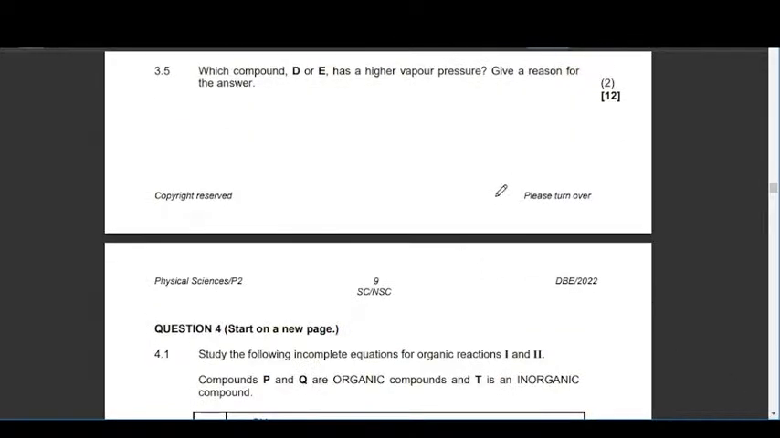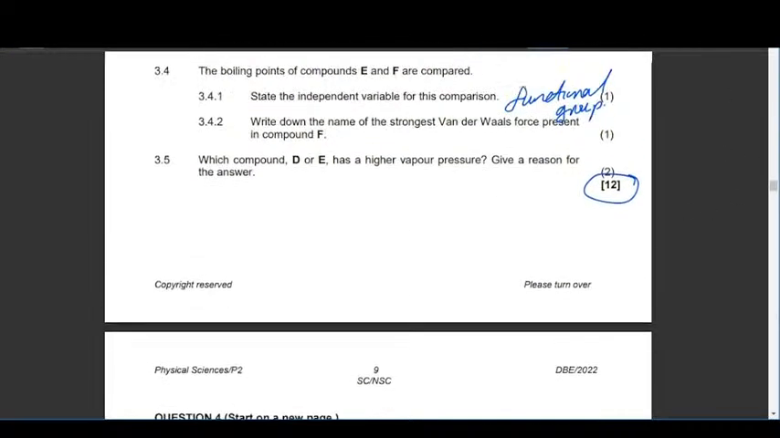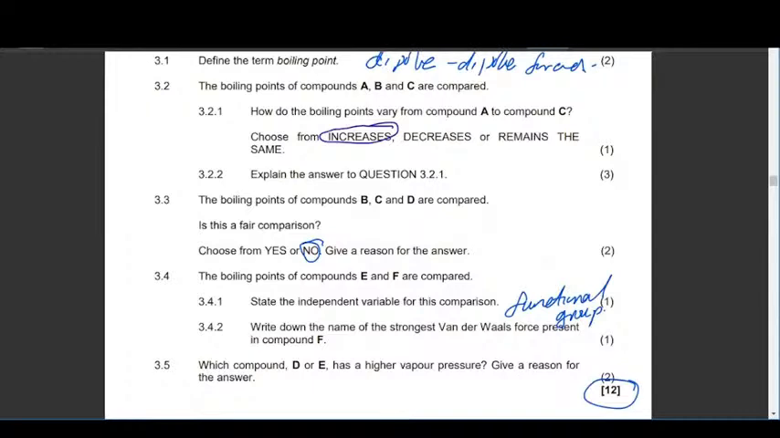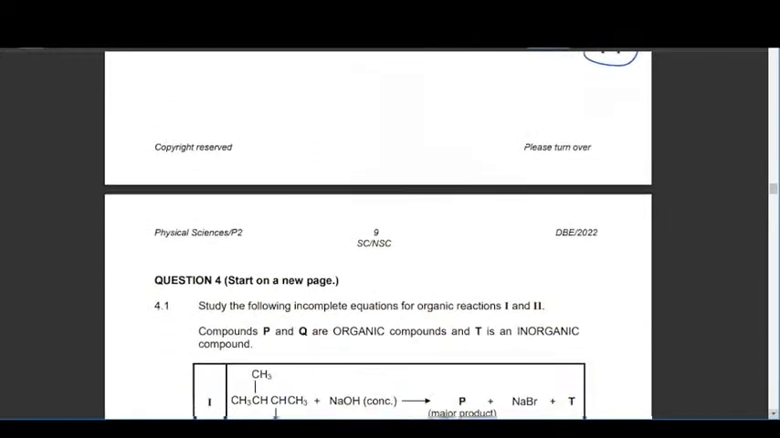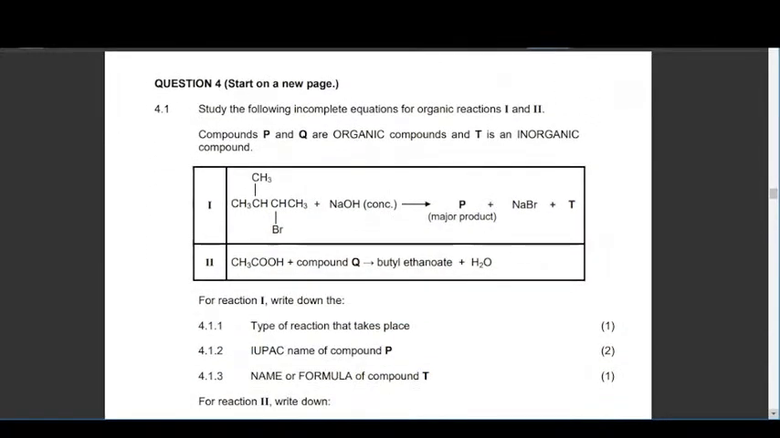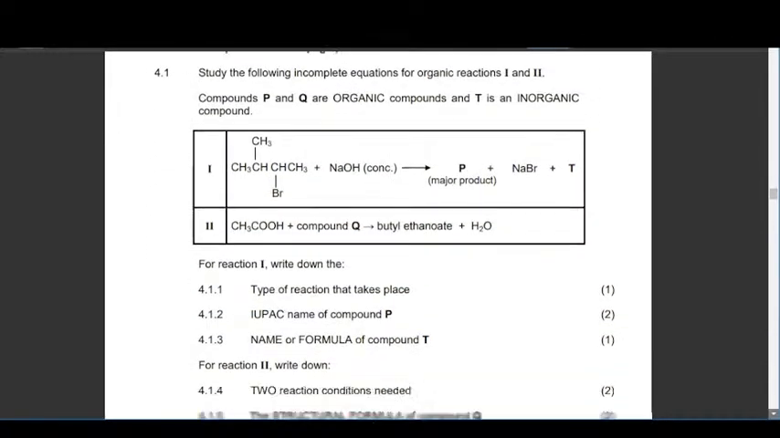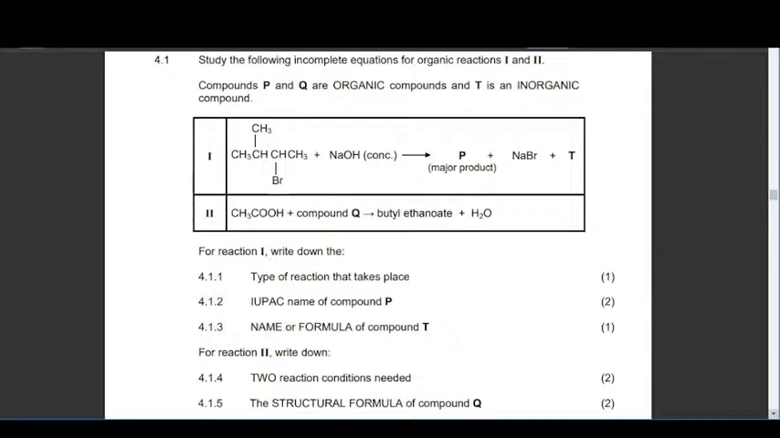I think we are done with this. So it is 12 marks. If it appears, then it means that this organic compound section is very easy to pass. Yes, you can't go to the paper without killing this section of organic compounds.